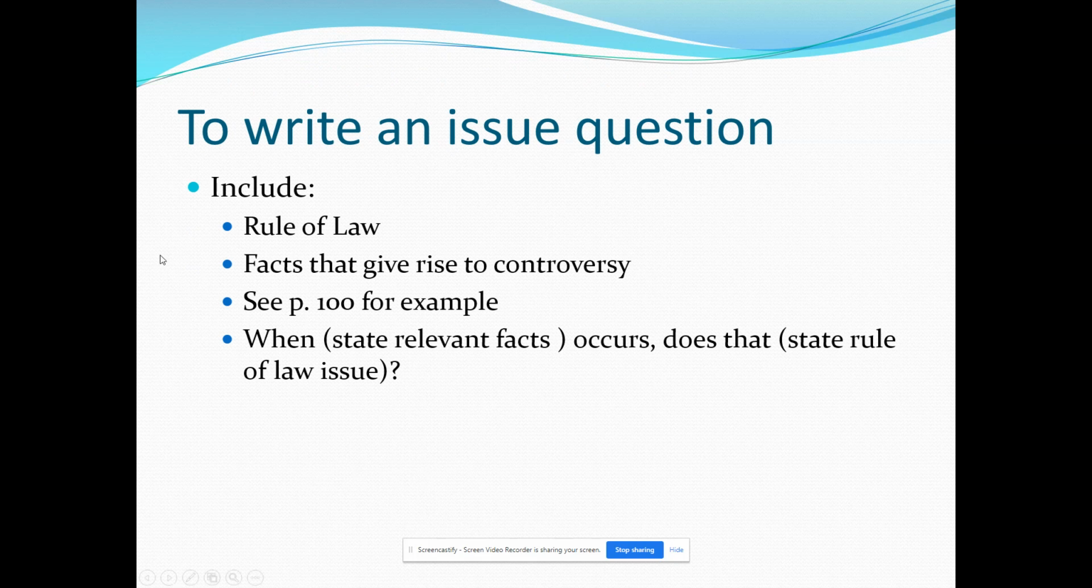When you are writing your legal issue, make sure you include the rule of law, the facts, and combine the two. So if you look on page 100, it gives you some examples of it. When this occurs, does the rule apply? Something along those lines. Did the court err when they made this ruling when the facts were X, Y, and Z? That is your way to write an issue question.